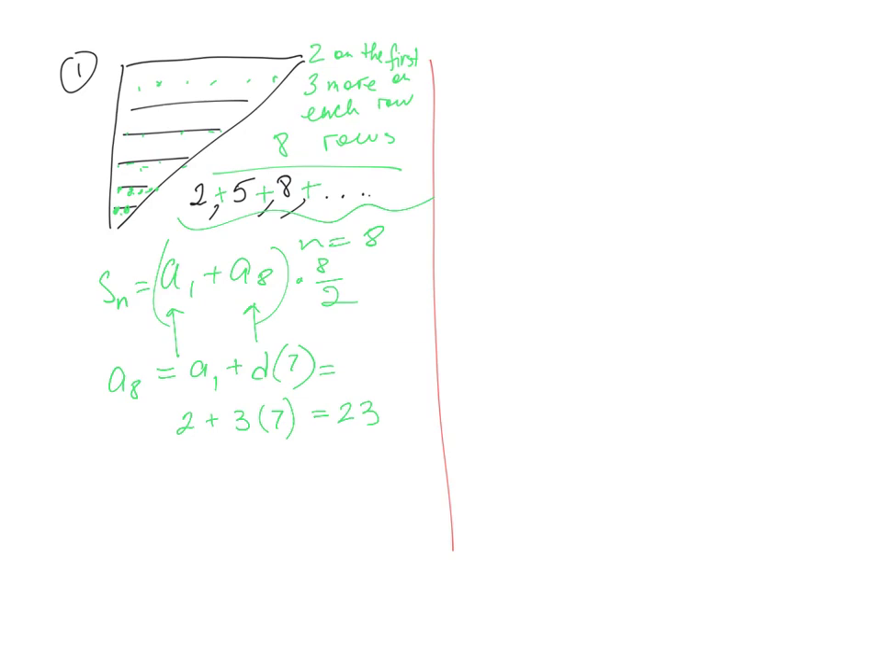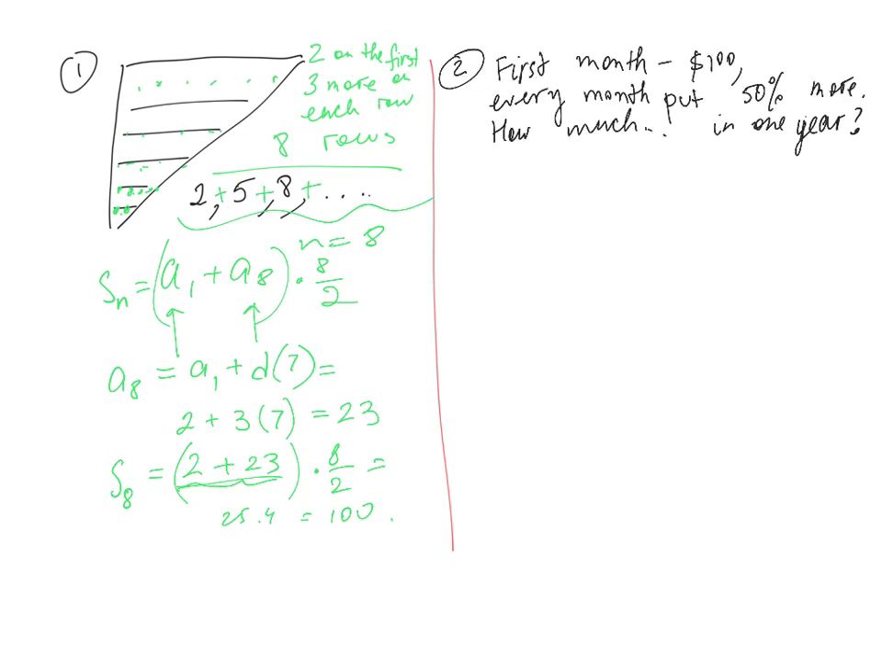And now we can use the formula for 8 terms. So first is 2, last is 23. Times 8 over 2, which is 4 times 25. Oh, so good. 100. Okay, 100 plants to buy.